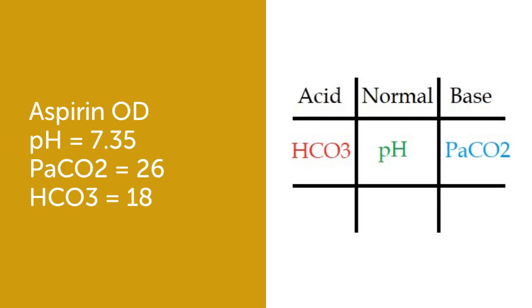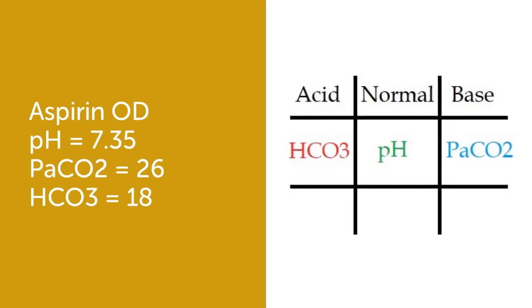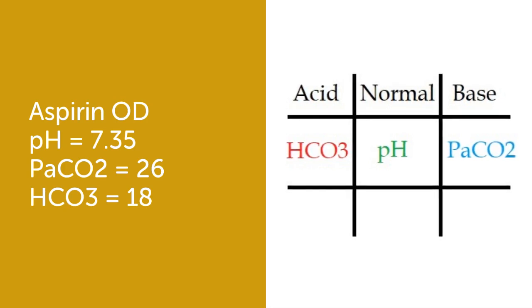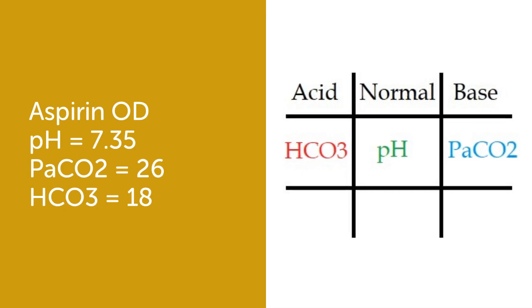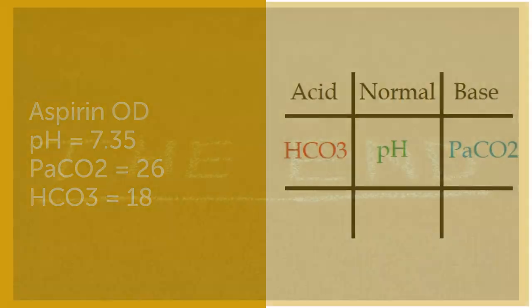Take, for instance, an aspirin overdose. Aspirin creates metabolic acidosis, but it also increases respiratory drive. So you may have a normal pH with an abnormal PaCO2 and an abnormal bicarb. In this example, we have complete respiratory compensation for a metabolic acidosis.